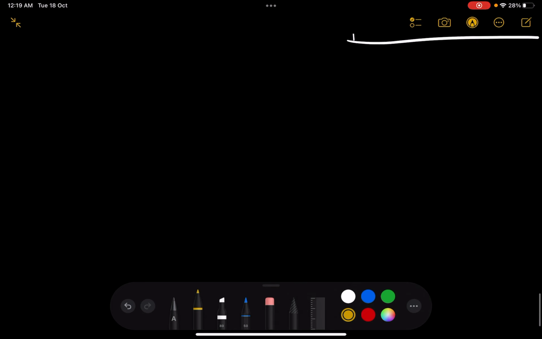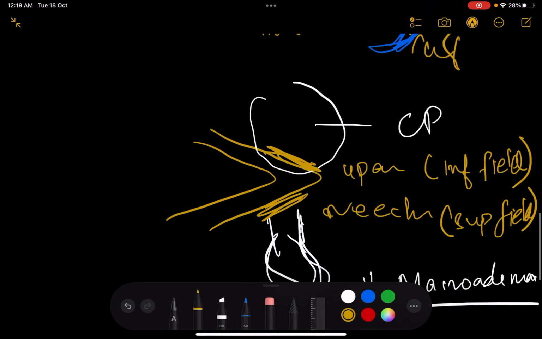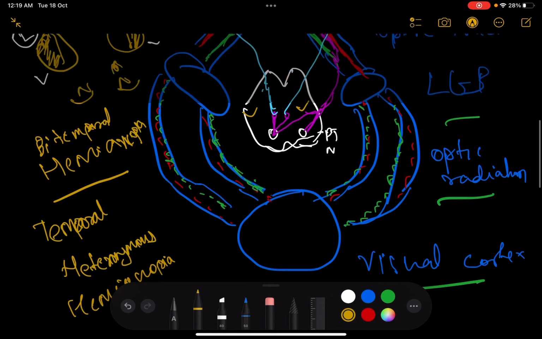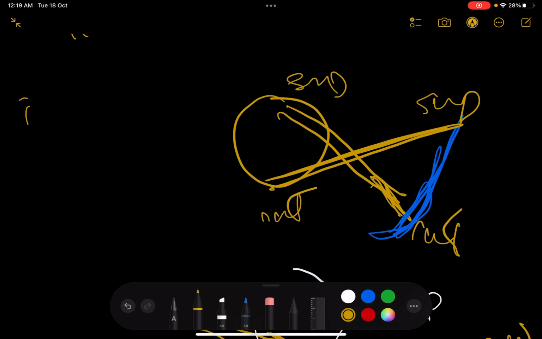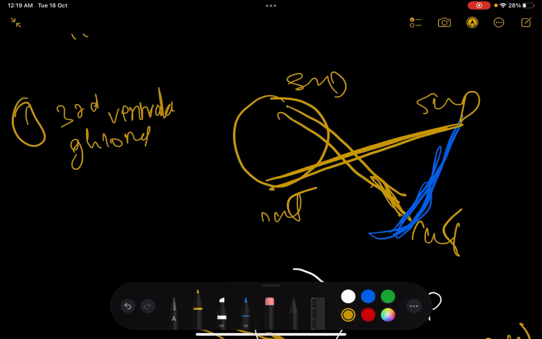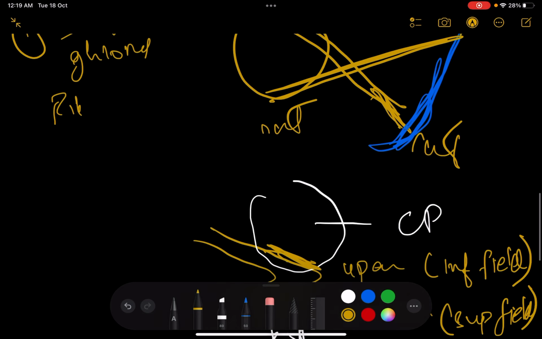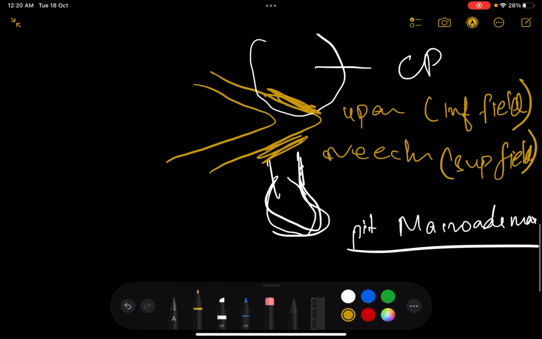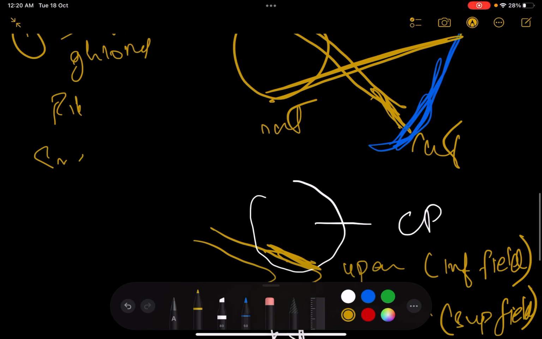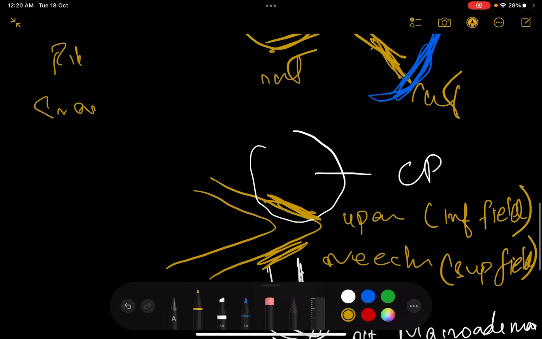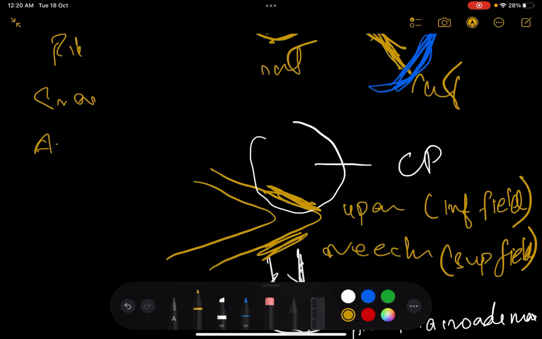And because that is the case, when you look at a case, there are causes of bitemporal hemianopia. One is a third ventricular glioma, because the ventricle is really close. Second is a pituitary adenoma, as I already stated in the diagram, a macroadenoma. Third is a craniopharyngioma, which is from Rathke's pouch. Other you can have is an anterior communicating artery aneurysm. And fourth is that you can have cavernous sinus thrombosis.